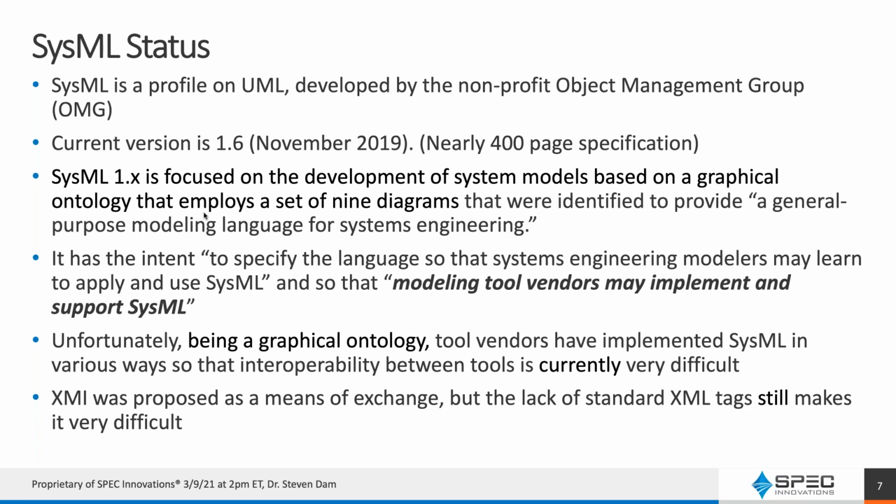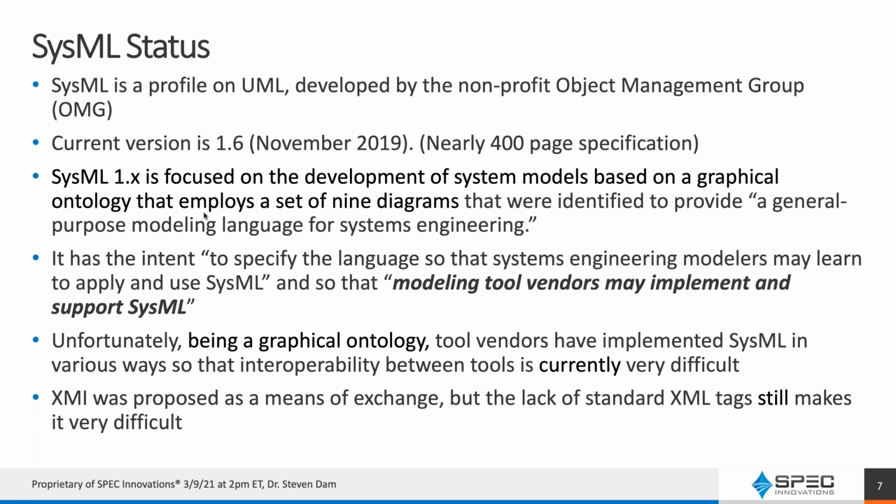They're currently in version 1.6, and that specification is nearly 400 pages. Now understand, this is 400 pages for 9 diagram types. So it's a lot of pages to express what's needed. That's okay. The IDEF0 specification was 100 pages by itself. So that's not unreasonable, actually. That's about what it takes to actually describe one of these diagrams completely.